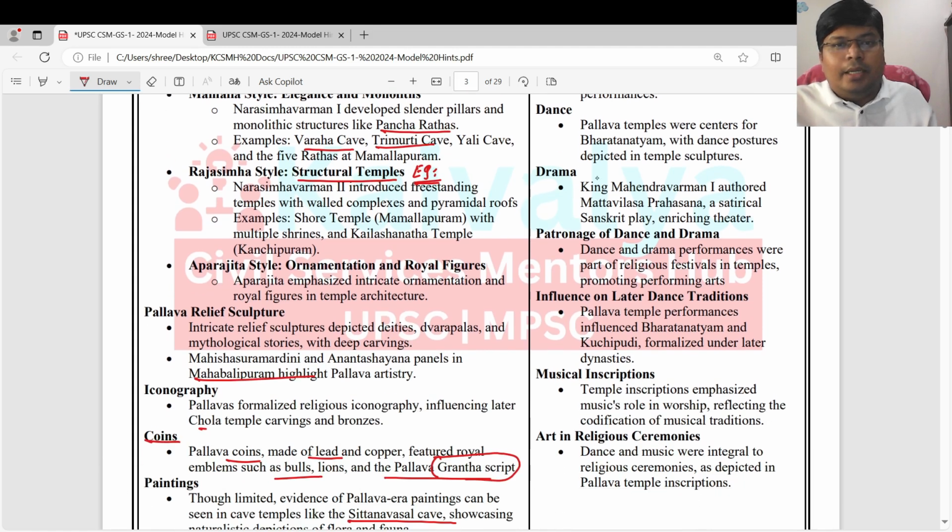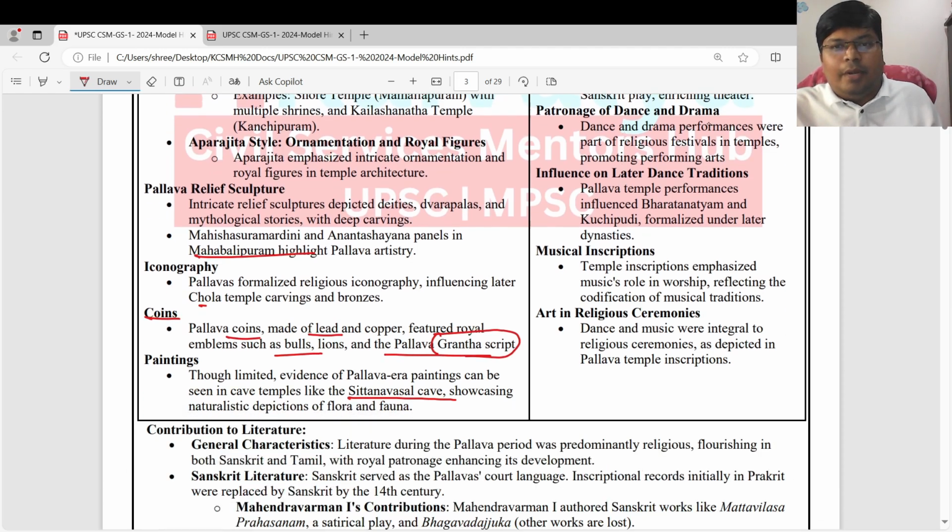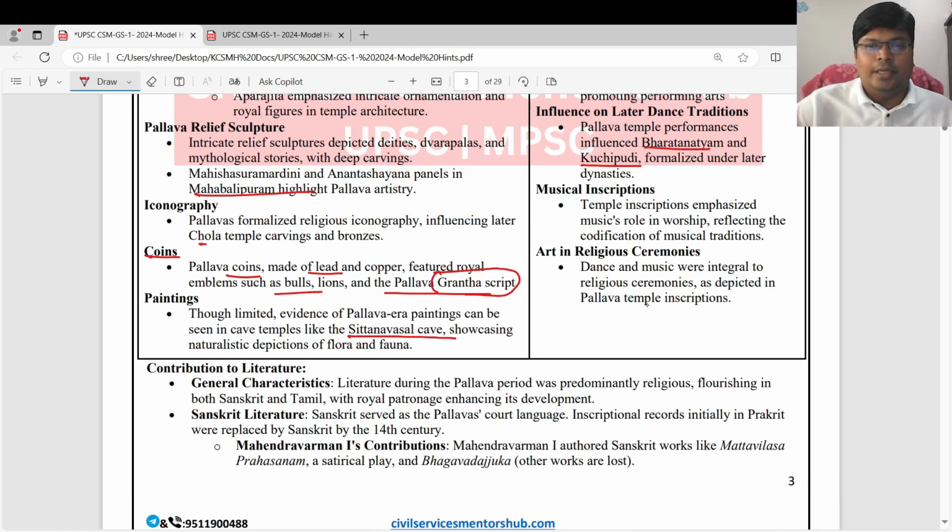Then drama. Here, the king Mahendravarman I had written Mattavilasa Prahasana. That is a satirical Sanskrit drama he had written. So you could mention that over there. Then patronage of dance and drama, obviously Bharatanatyam and Kuchipudi. You could have mentioned that. I have written it. Then musical inscription, art in religious ceremonies.